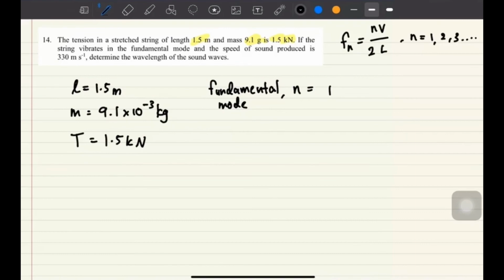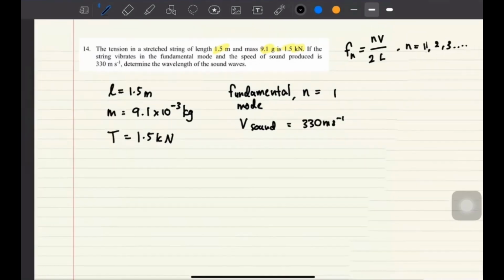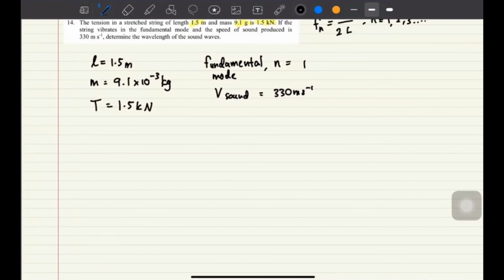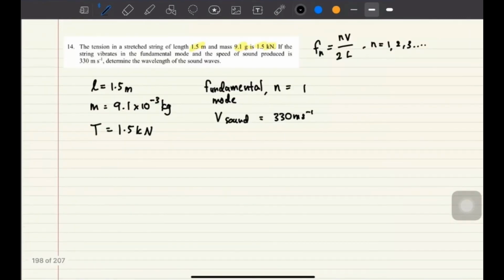And the speed of sound, V sound, okay, they want you to find the wavelength of the sound wave. So, if you use this formula, yang atas ni, kamu dapat F. So, how do you want to relate F dengan V? V sama dengan F lambda. Okay, so the question wants to find the lambda, you have to find the lambda by using this equation.